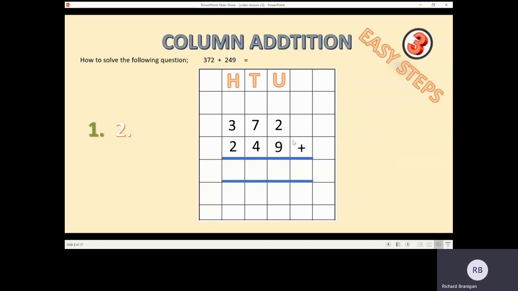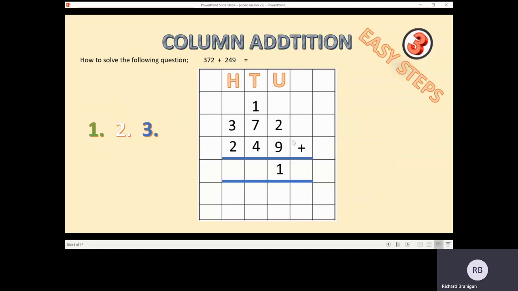So 11 is made up of 1 unit, or 1 one, and 1 ten. So that 1 unit is going to stay in the units column, and we'll go down there. And my 1 ten, I'm going to move across and add it to the top of the tens column. So in the tens column, I now have 1, 7, and 4. So now I will add that column up. So 1 add 7 is 8, and 8 add 4 is 12.